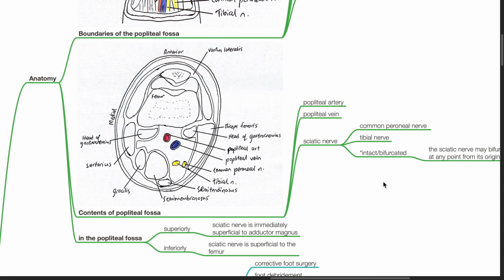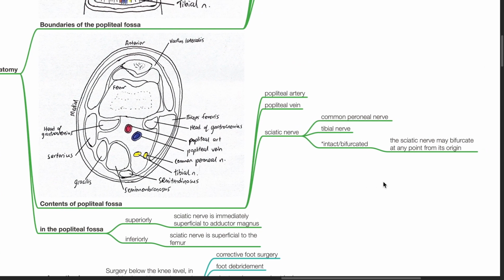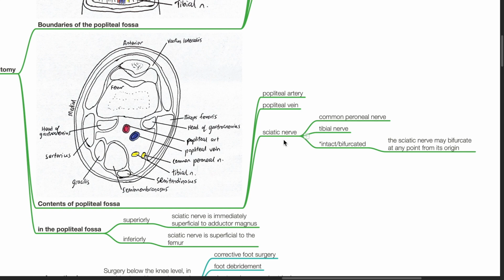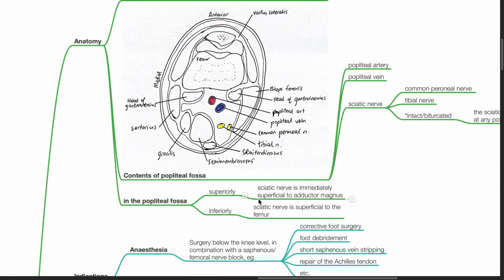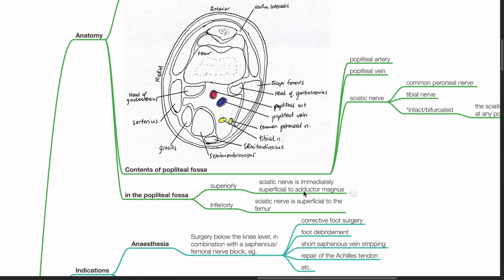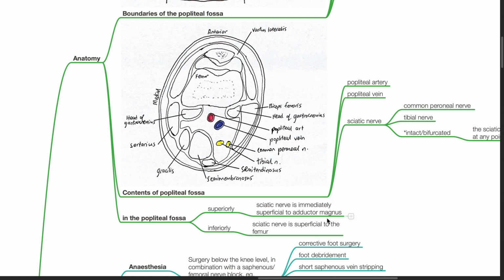Contents of the popliteal fossa: popliteal artery, popliteal vein, and sciatic nerve, which consists of the common peroneal nerve and the tibial nerve. In the popliteal fossa, superiorly, the sciatic nerve is immediately superficial to the adductor magnus. Inferiorly, the sciatic nerve is superficial to the femur.